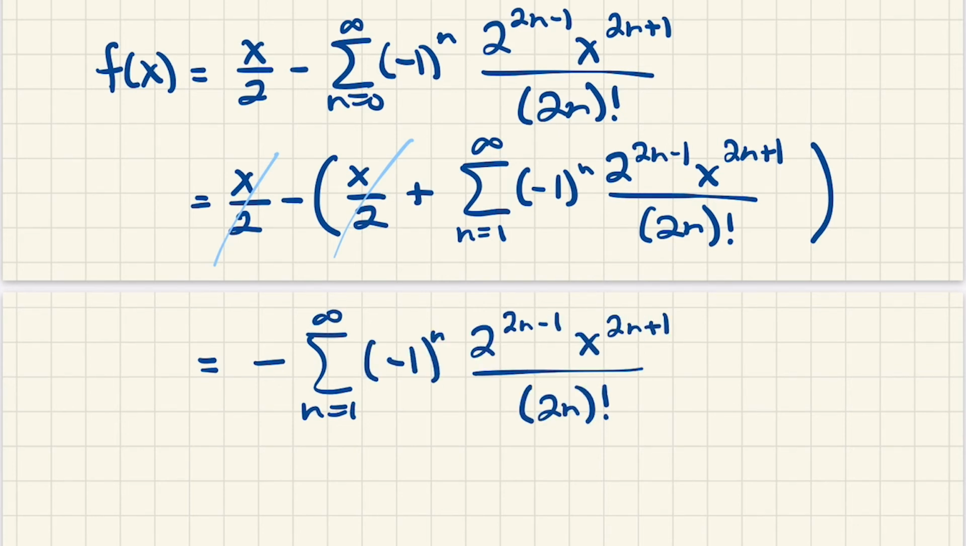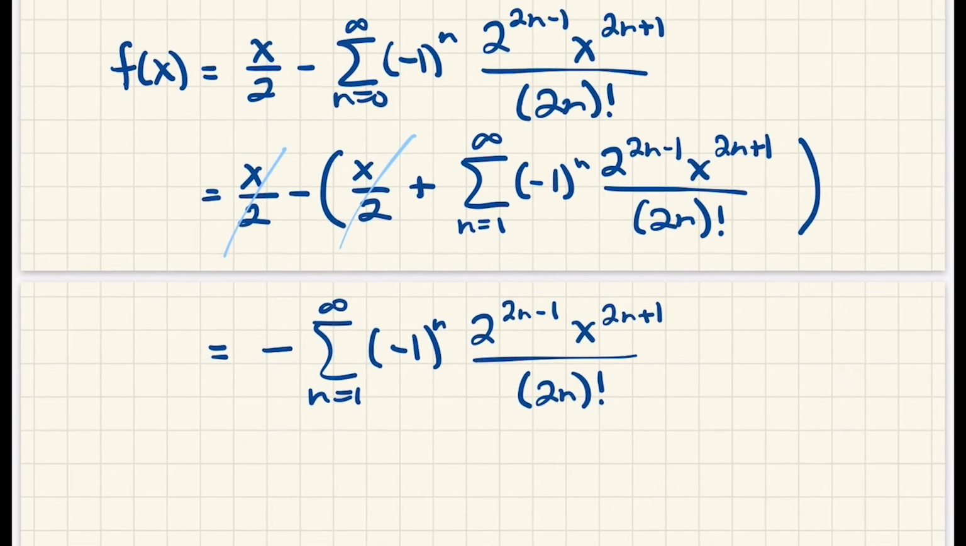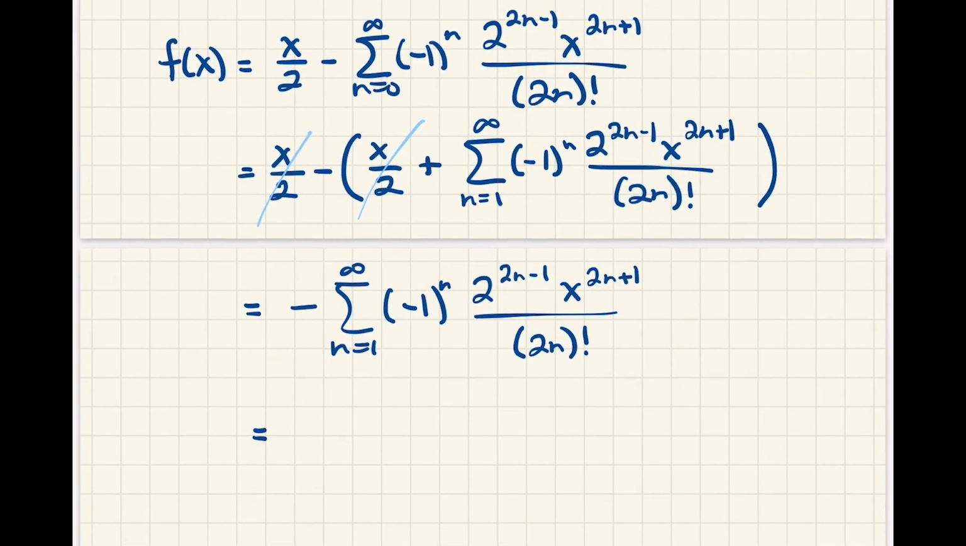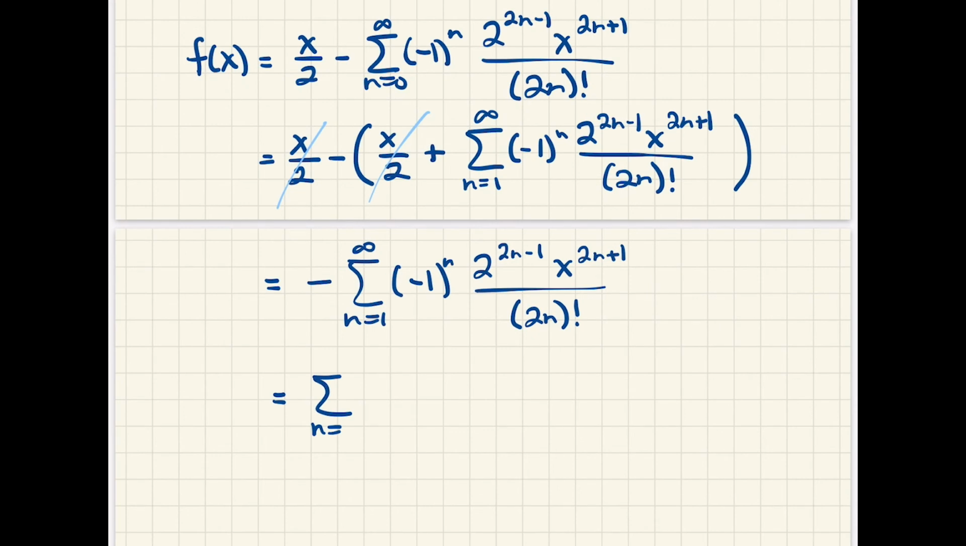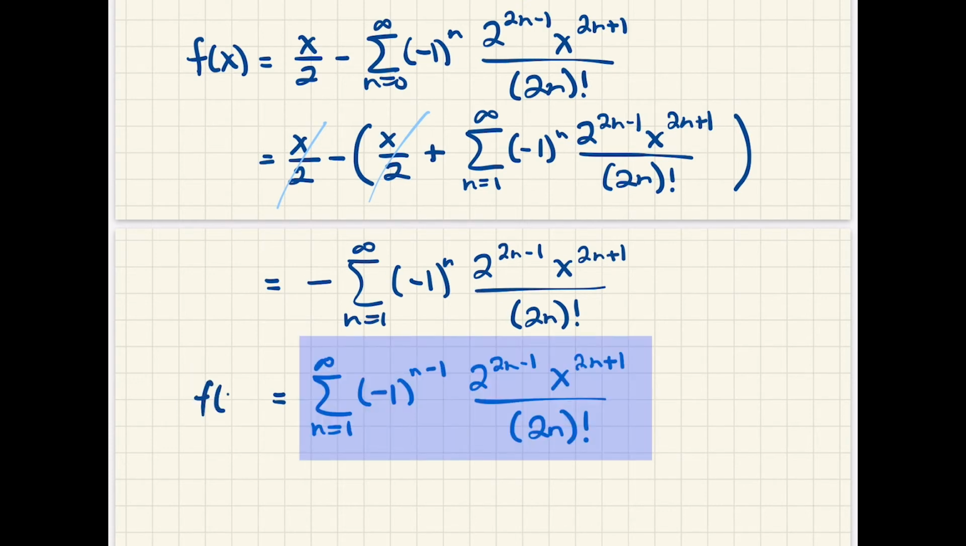Okay, and that's pretty good, but we can do one more cool thing, and that's simply recognize that having a negative of an alternating series is a little bit silly. Why don't we just offset the power of -1? And that is the Maclaurin series for x sine squared x.